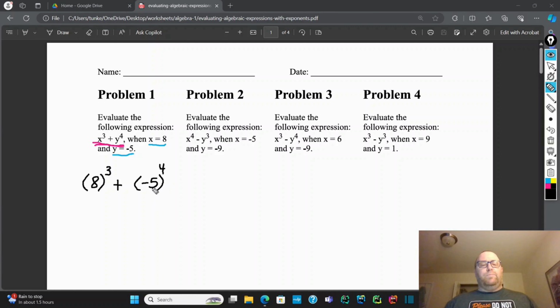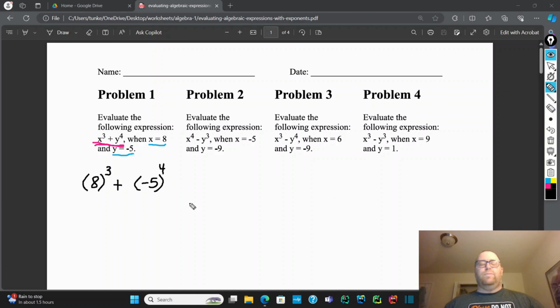Now, you want to be careful when you plug this into your calculator, because if you do something like -5 to the fourth power, this is really equal to -1 times 5 to the fourth power. So if you do enter it into your calculator, what you got to do is put it in parentheses. Otherwise, you get this situation, which does yield a negative number. Alrighty.